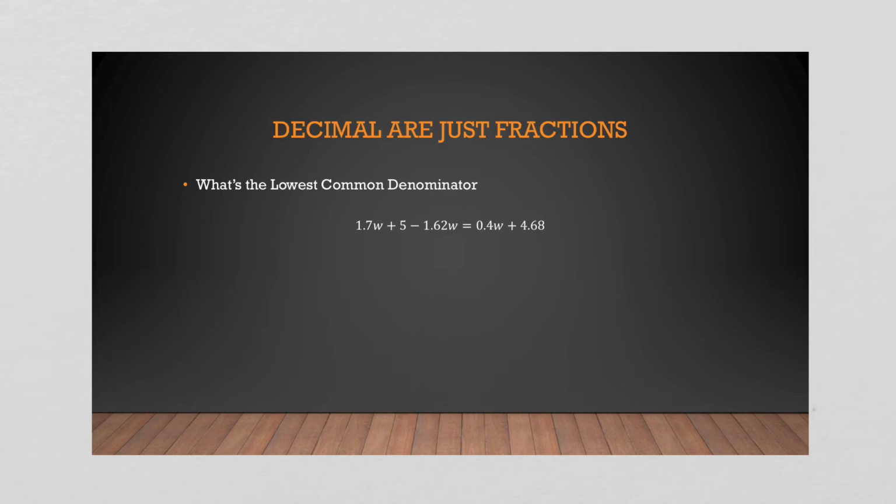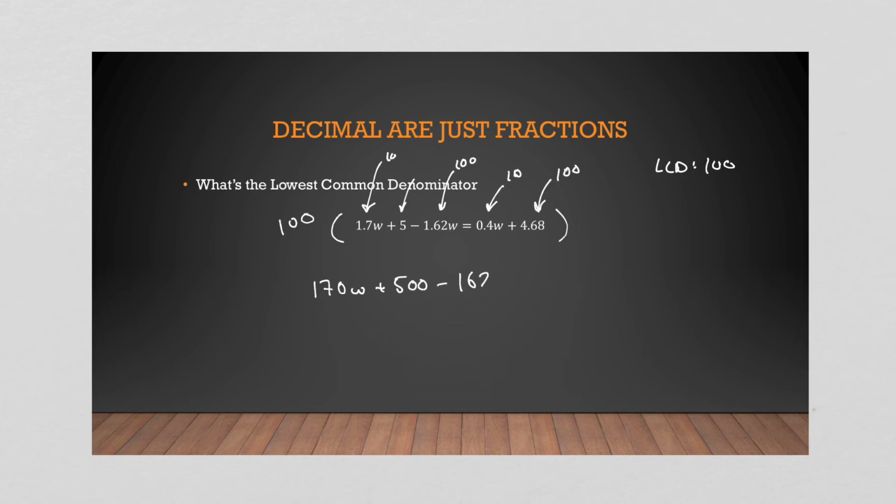So here's one more. We have tenths, doesn't matter, hundredths, tenths, hundredths, right? Now I know I'm writing 10 and 100, but that's post-decimal. So that means our LCD here is going to be 100 again. So we need to multiply everything, just show it in a different way here, by 100, right? So we're going to end up with 170W plus 500 minus 162W equals 40W plus 468.